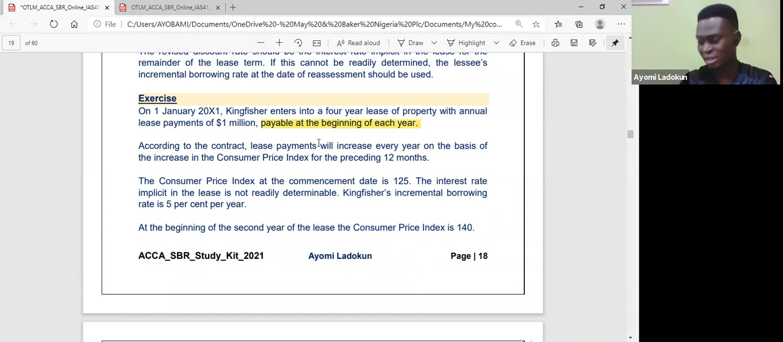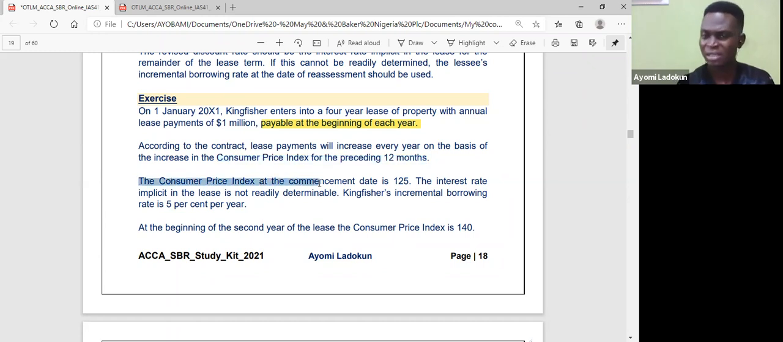When I need to reassess the carrying amount or adjust the carrying amount of lease liability, right? Because there's a variable element around that. Okay, so that's what I'm using this question to do. According to the contract, lease payment will increase every year. Did you see that? Variable is dependent on the basis of increase in consumer price index in the preceding 12 months. So when I see that statement, obviously I need to reassess my lease liability so that I can post corresponding adjustments to the carrying amount of the lease liability.